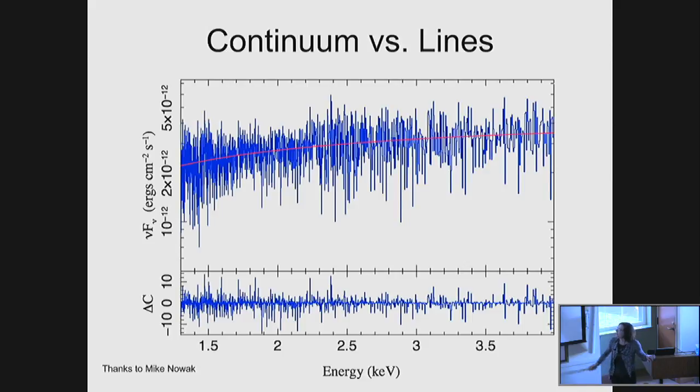And this is the continuum versus lines. We will probably see many of those data in X-rays. And the question would be, is there a line or is this just noise? This is an example of a Chandra high-resolution spectrum. And I think Mike Nowak is still working on figuring out the number of lines he sees here.